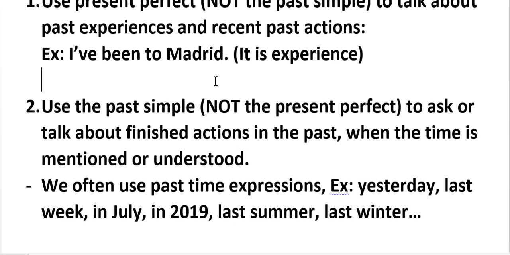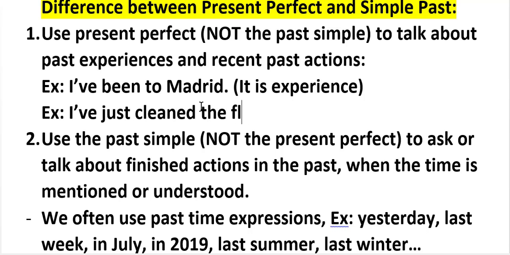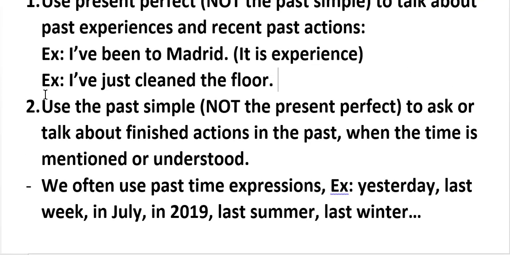So, for example, let's talk about my experience that I said: I have been to Madrid. It is experience and the time is not specific. For recent past action, in the last class I told you everything. So we can say I've just cleaned the floor. That means this action was completed, maybe completed in the recent past.